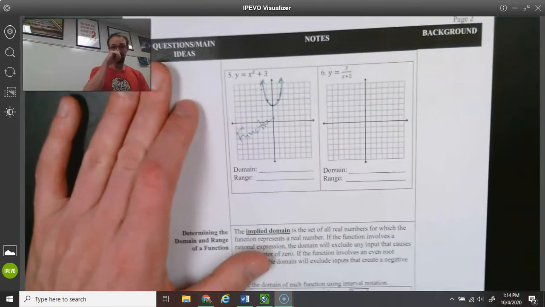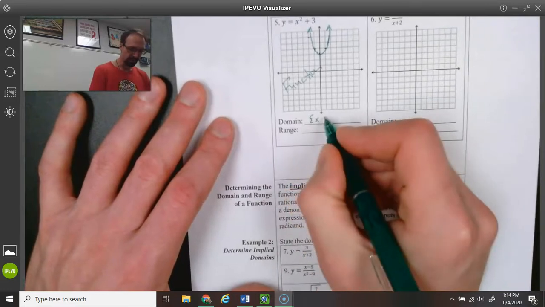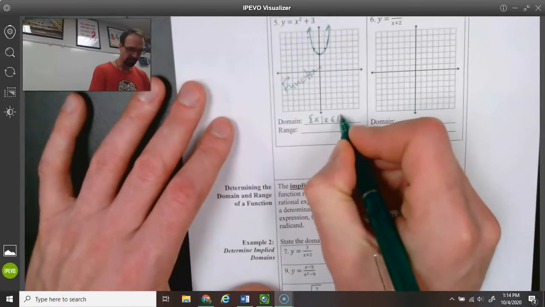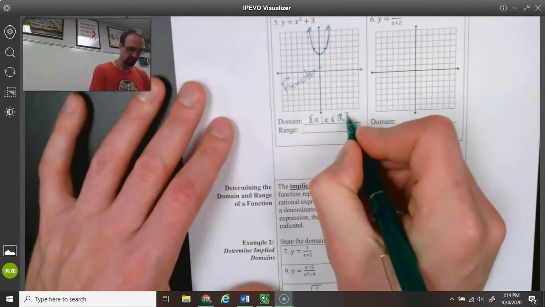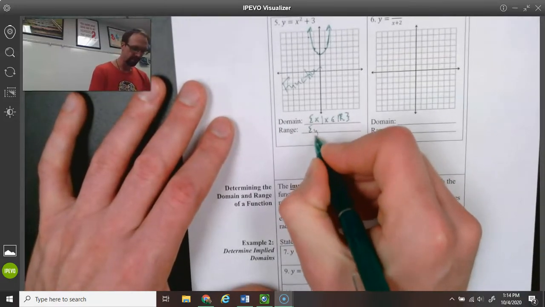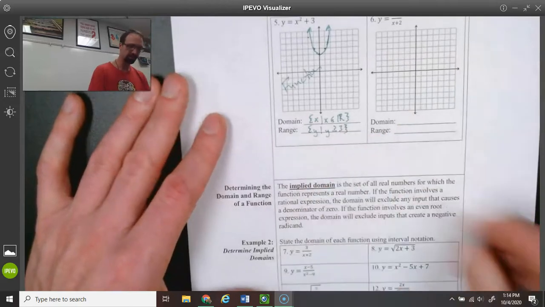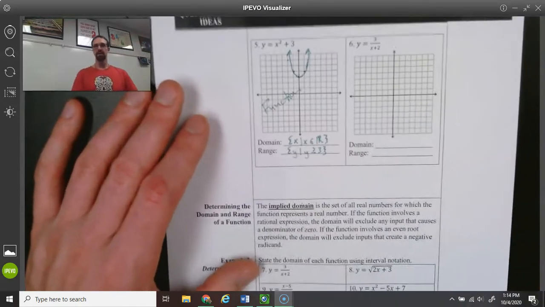For your domain, you can have any value you want. Your domain is the set of x's such that x is an element of the real numbers. Your y values, however, your range is restricted. This is going to be a set of y's such that y is greater than or equal to 3.